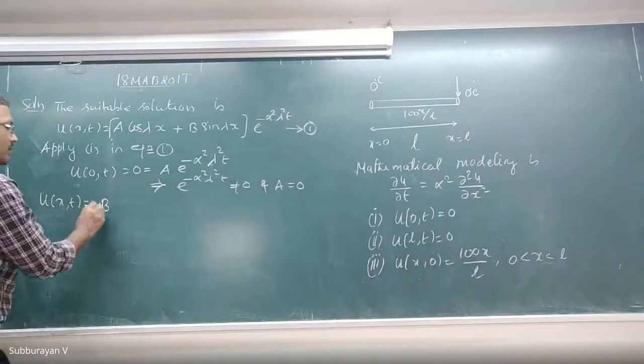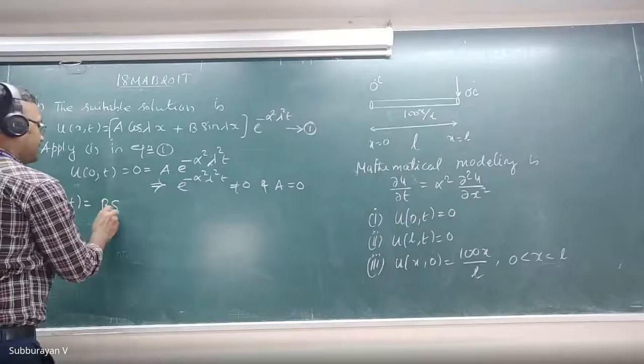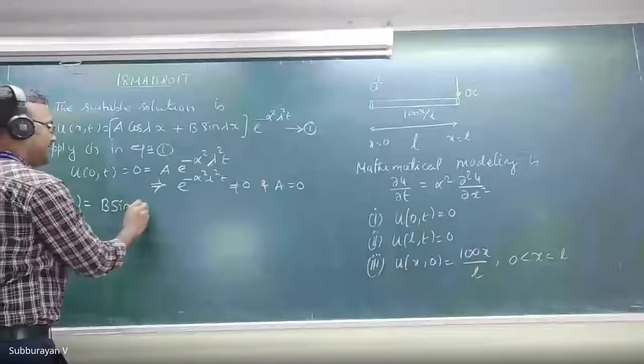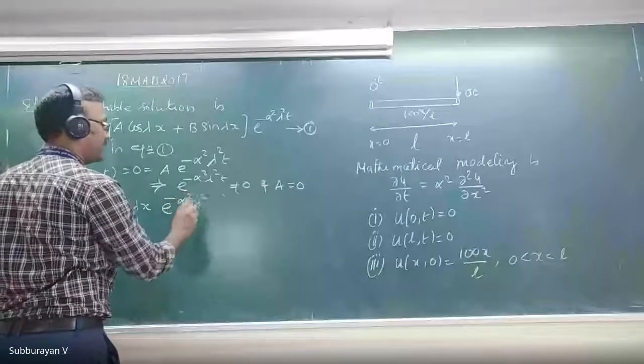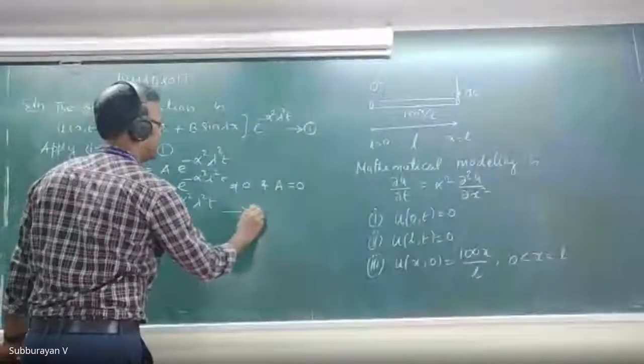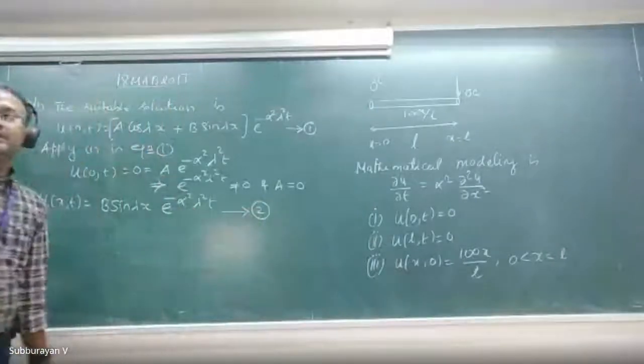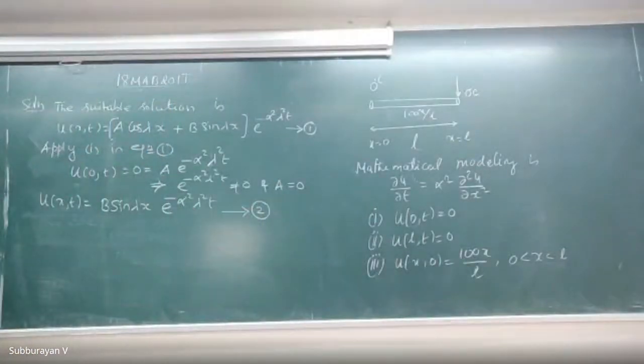Therefore, if a equal to 0, then equation 1 reduces to u of x comma t which is equal to b sin lambda x into e power minus alpha square lambda square into t. Now I call this equation number 2.